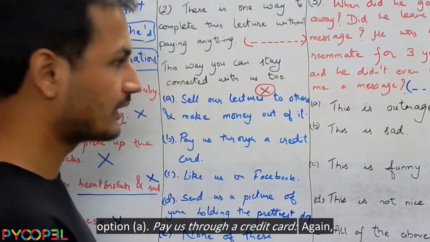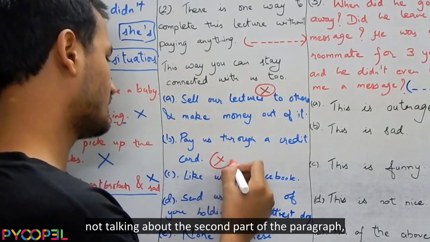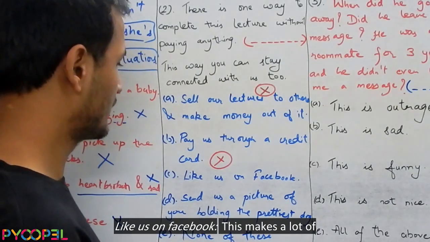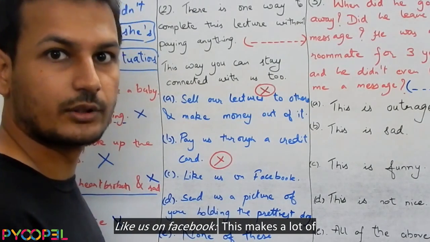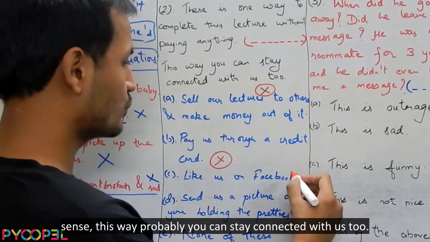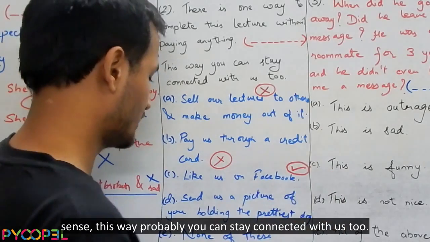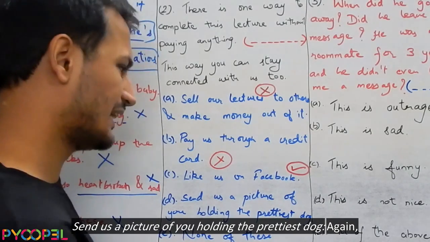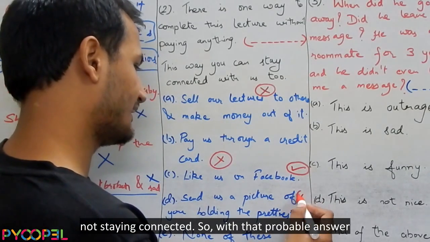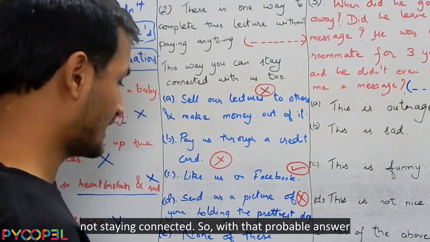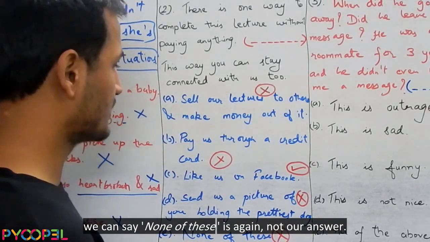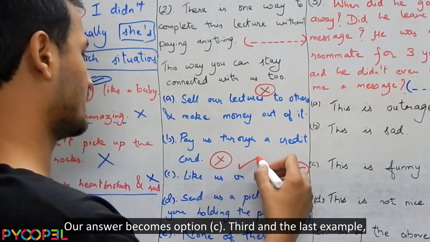"Pay us through a credit card." Again, not talking about the second part of the paragraph. "Like us on Facebook." This makes a lot of sense. This way probably you can stay connected with us too. "Send us a picture of you holding the prettiest dog." Again, not staying connected. So with that probable answer, none of these is our answer. Our answer becomes option number C.